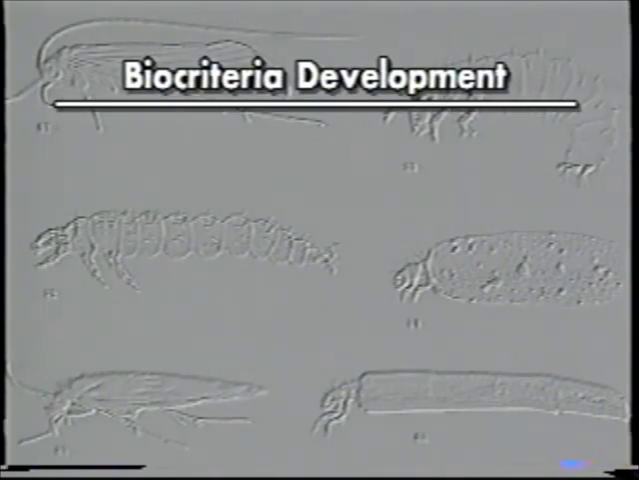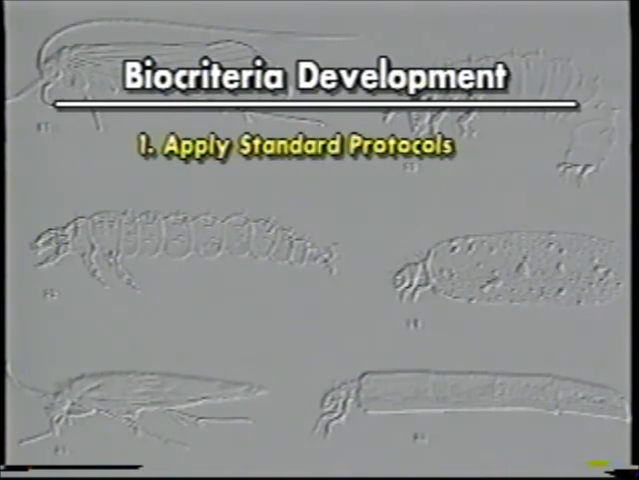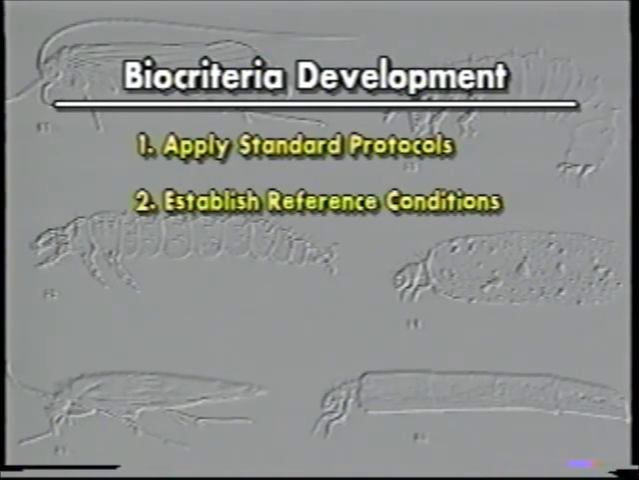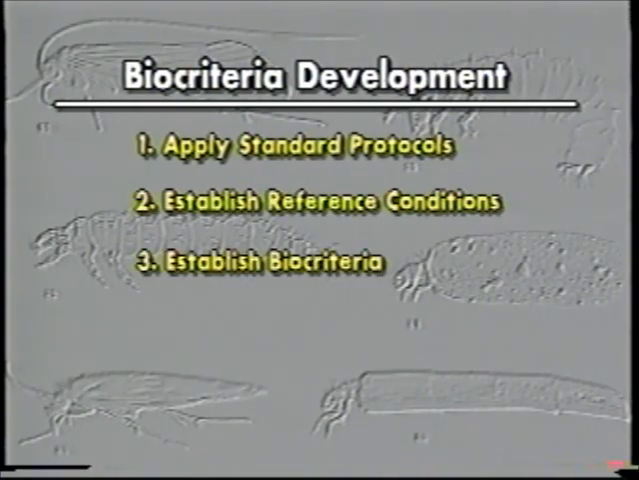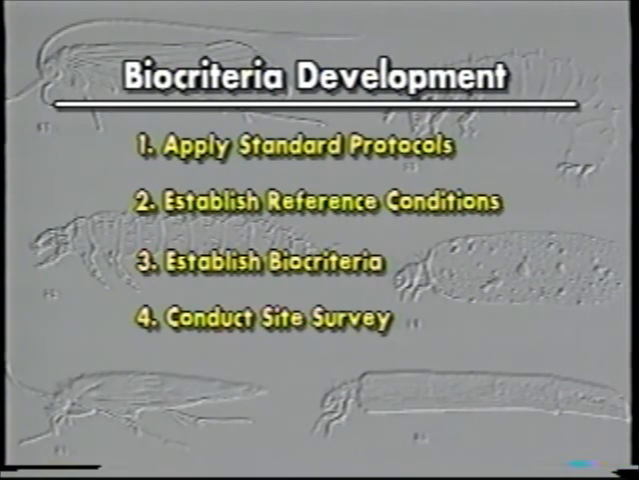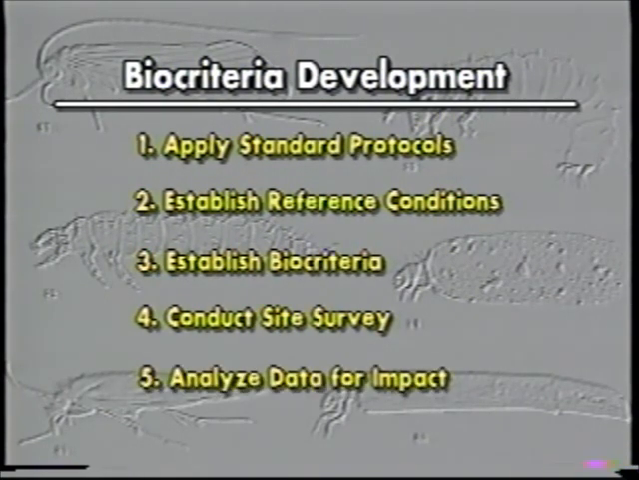Now that you know more about what biocriteria are and about the role they play, it's time to talk about how they're developed and implemented. As we consider the development of biocriteria for use in water quality standards, we find that 5 major steps are required. The first step is to apply standard protocols. The second step is to establish reference conditions. The third step is to establish biocriteria. The fourth step is to conduct a site survey. And the fifth step is to analyze data for impact.